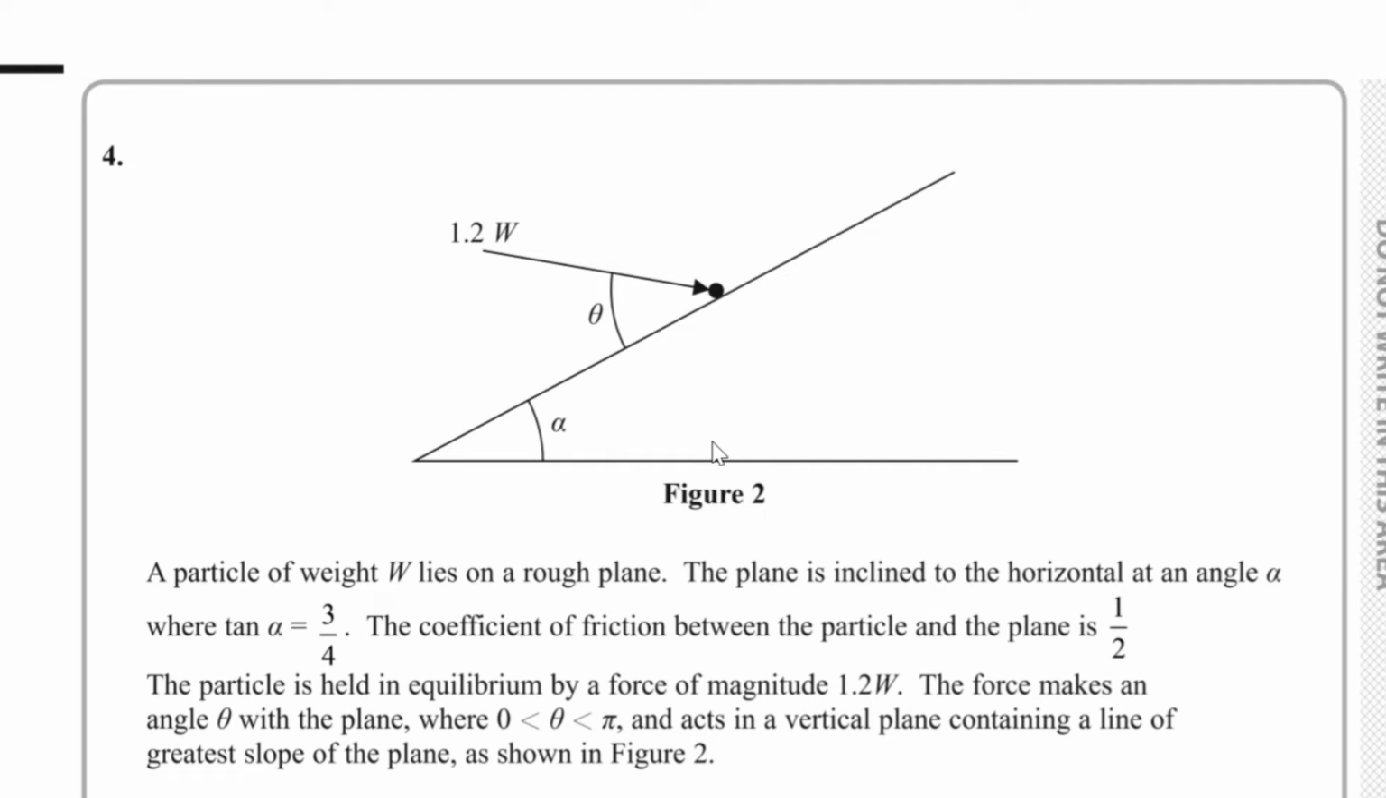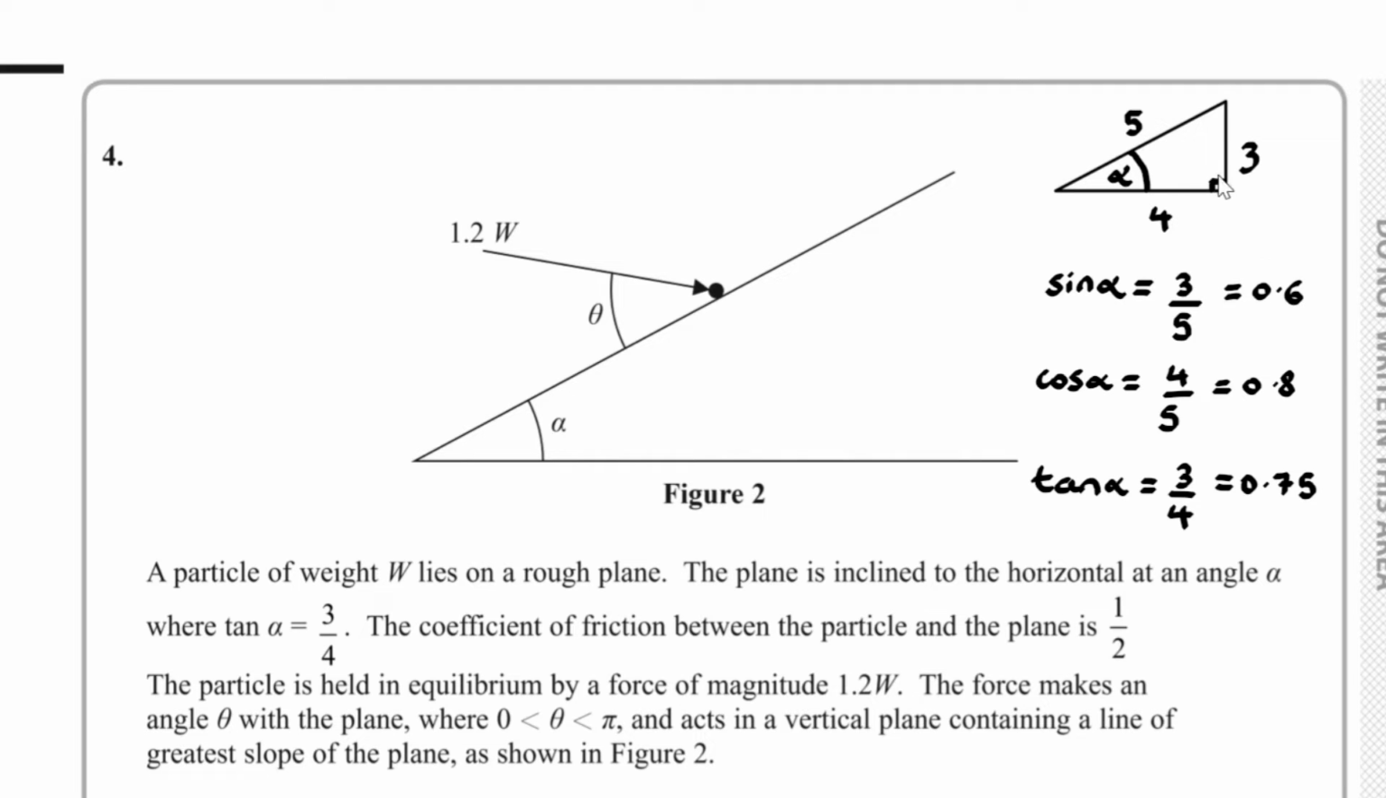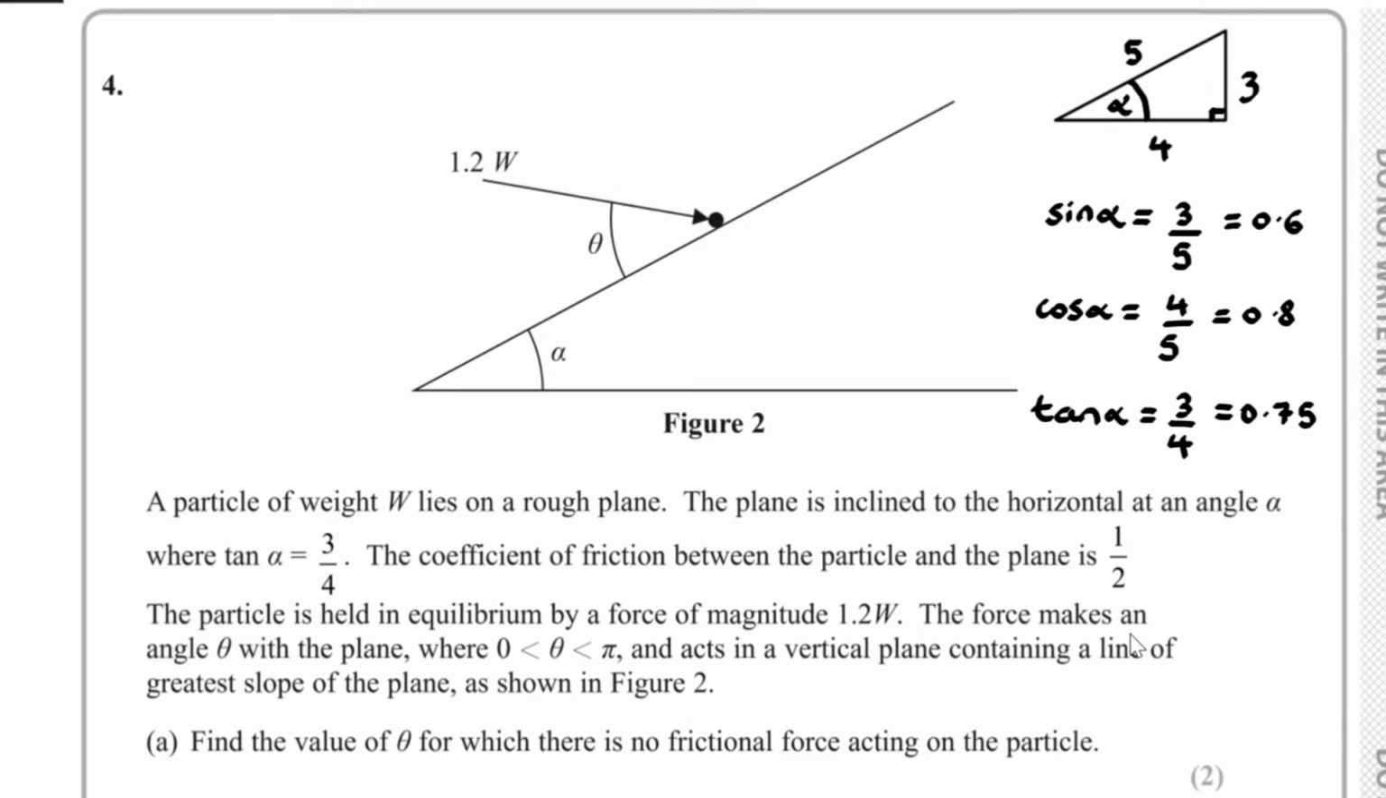Question number 4. A particle of weight W lies on a rough plane. The plane is inclined to the horizontal at an angle alpha, where tan alpha equals 3/4. Now, if that's the case, we can form a 3, 4, 5 triangle. Sin alpha is 0.6, cos alpha is 0.8, and tan alpha is 0.75. The coefficient of friction between the particle and the plane is 1/2.